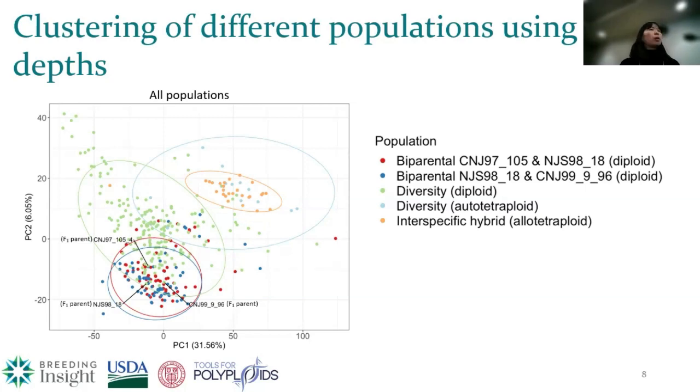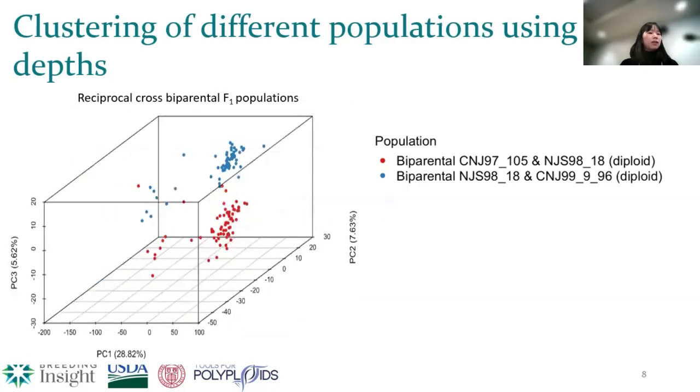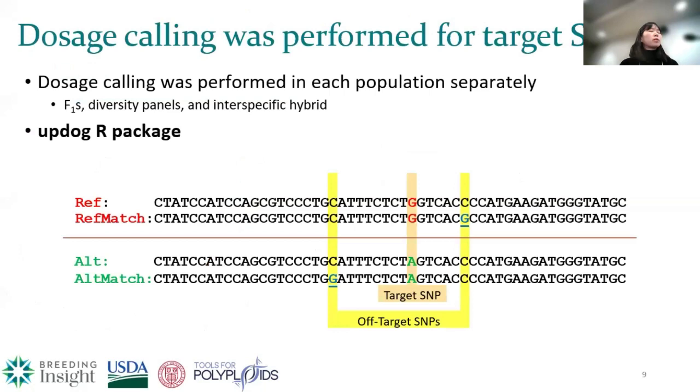If we zoom into the two F1 populations, it is very clear that they can be clustered separately. So each cross F1 population can be used for linkage map construction. We performed dosage calling for target samples in each of the five validation populations separately, using the Updog package.